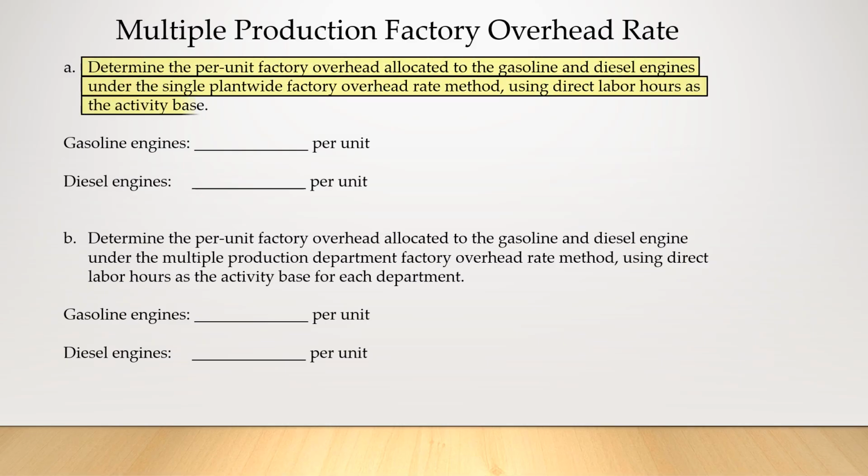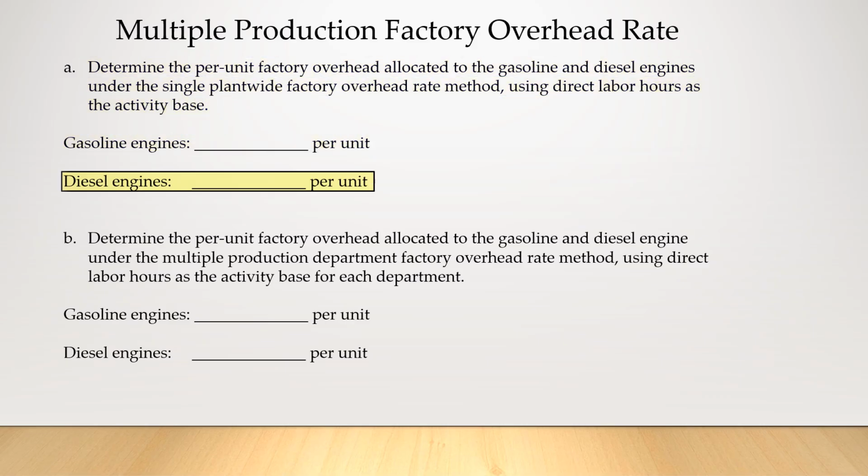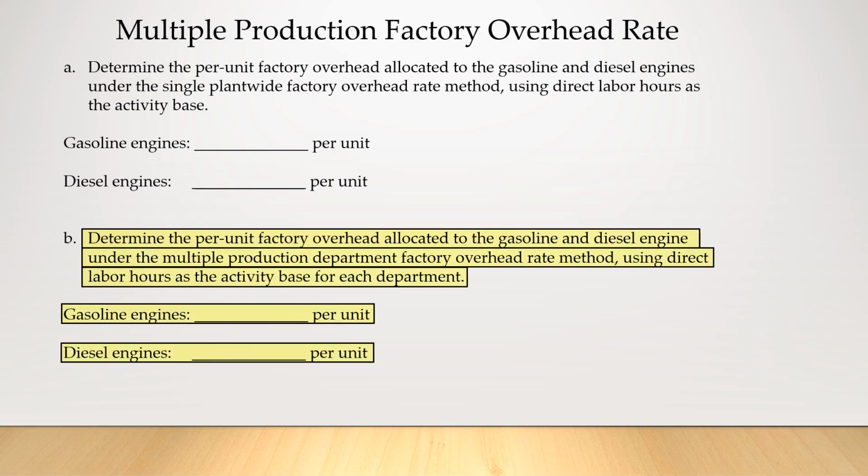In Part A, determine the per unit factory overhead allocation to the gasoline and diesel engines under the single plant-wide factory overhead rate method using direct labor hours as the activity base. In Part B, determine the per unit factory overhead allocated to the gasoline and diesel engine under the multiple production department factory overhead rate method using direct labor hours as the activity base for each department.